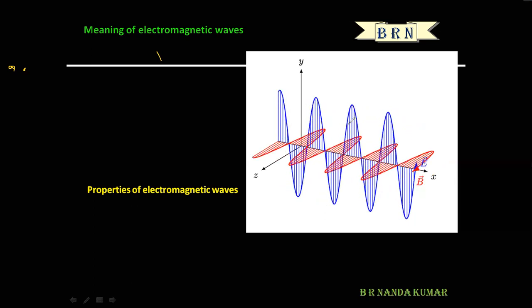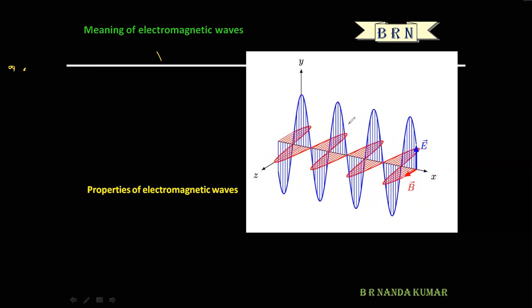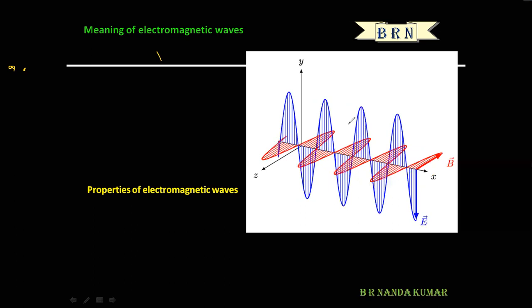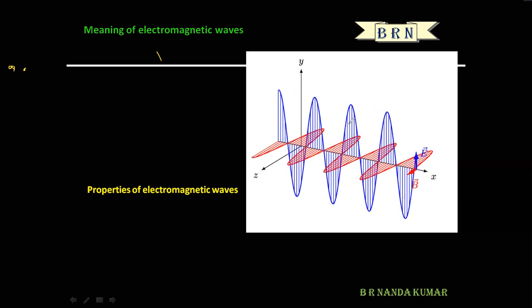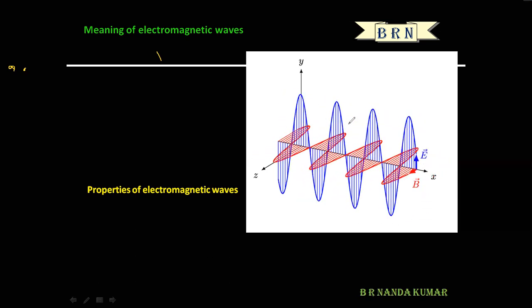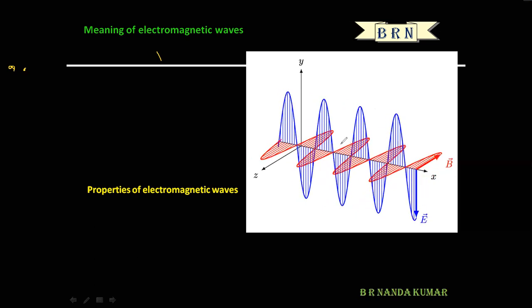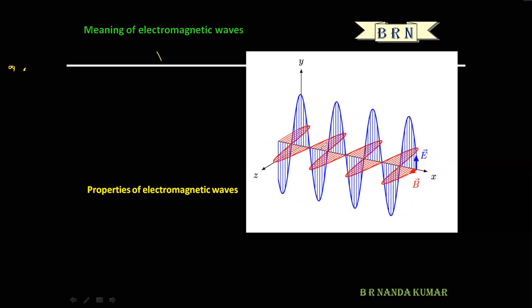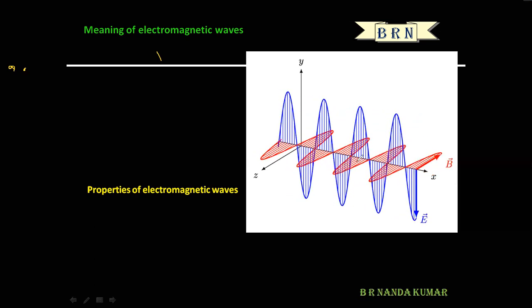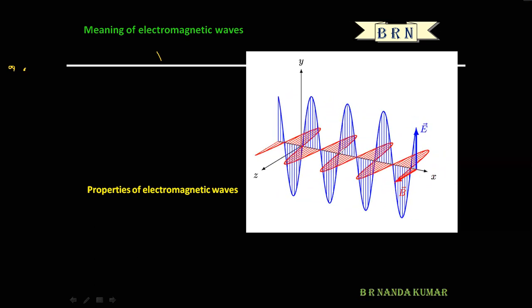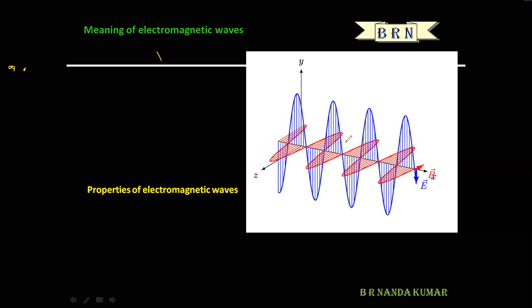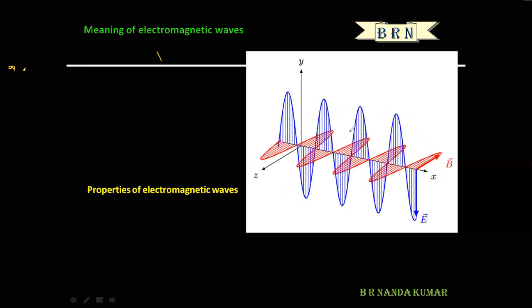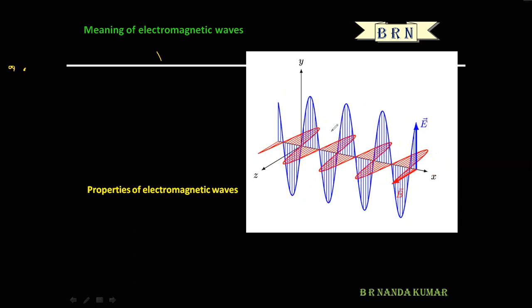An accelerated charged particle produces the electromagnetic wave. Electromagnetic waves consist of time-varying electric and magnetic fields, which are mutually perpendicular to each other and perpendicular to the direction of wave propagation. The oscillations of the electric field and magnetic field are in phase.